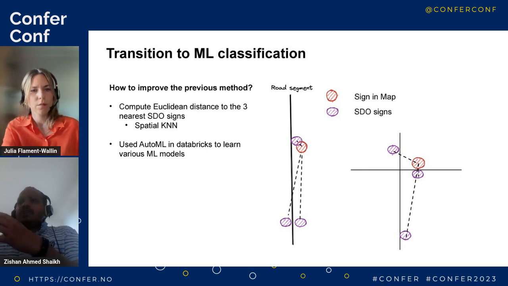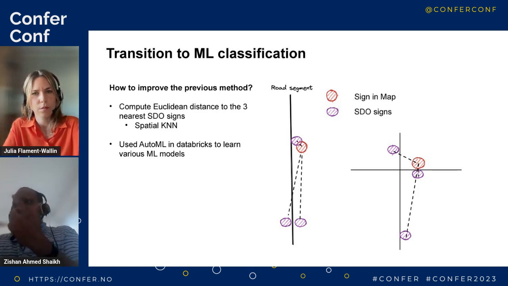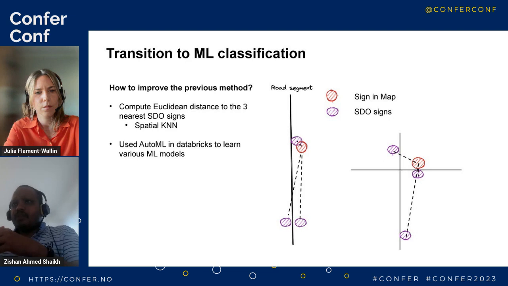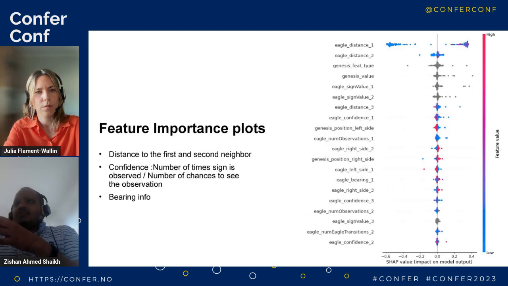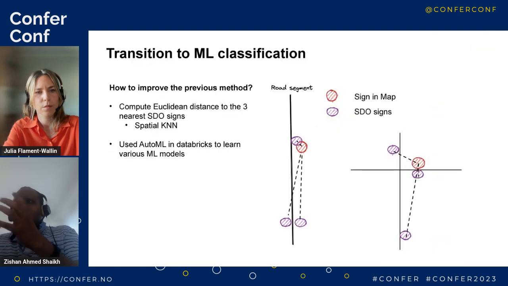What's the intuition behind it? If the sign is superfluous, we'd expect there's no corresponding neighbor, so the distance to the neighbors would be higher. If it is a correct match and it is not superfluous, then the distance would be low. Instead of us coming up with these thresholds on our own, the idea was to let the model learn this distance threshold for various countries.